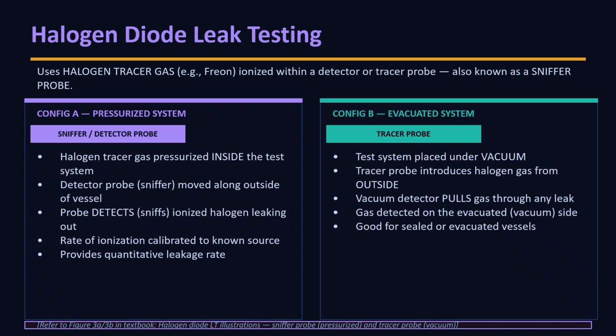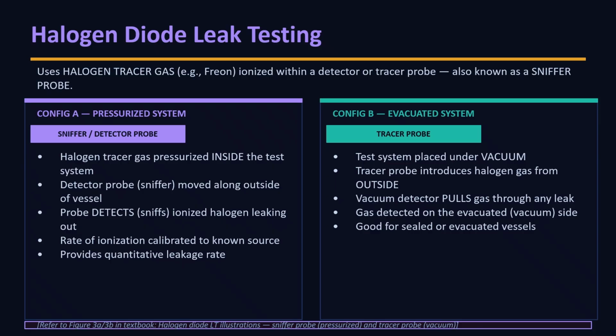Practical example. Imagine a refrigeration system. The system contains refrigerant. A leak is suspected. The technician uses a sniffer probe around joints and fittings. The detector alarm activates near one fitting. Leak located. That's halogen diode testing in action.